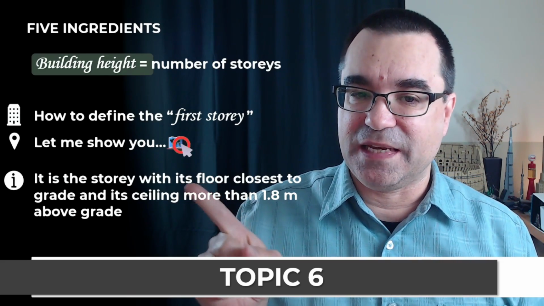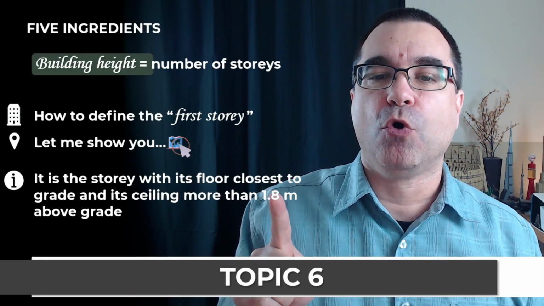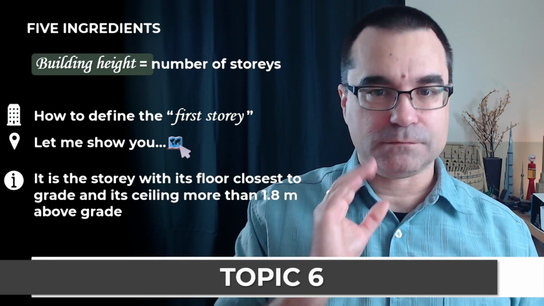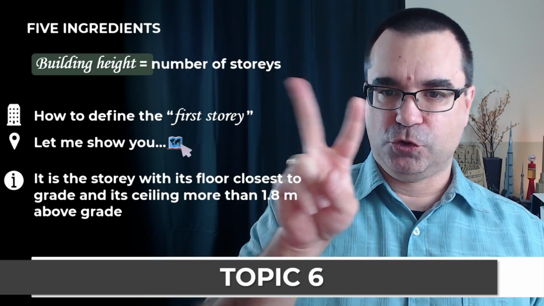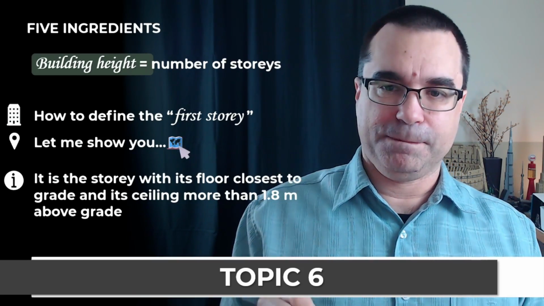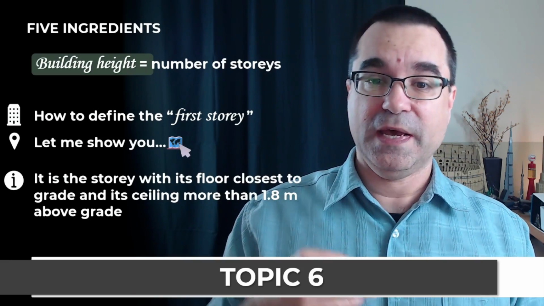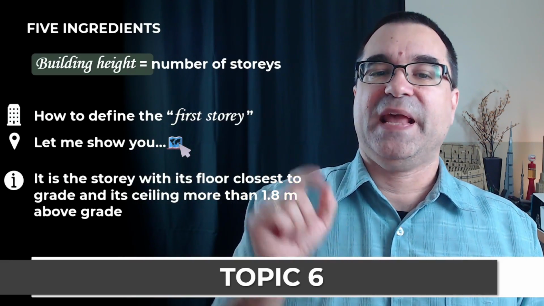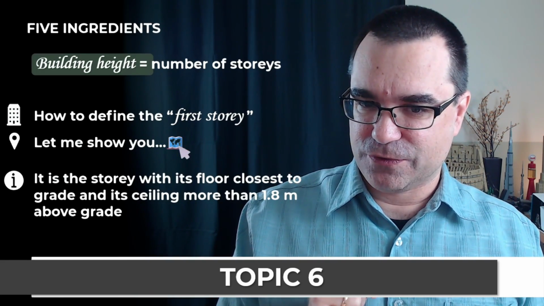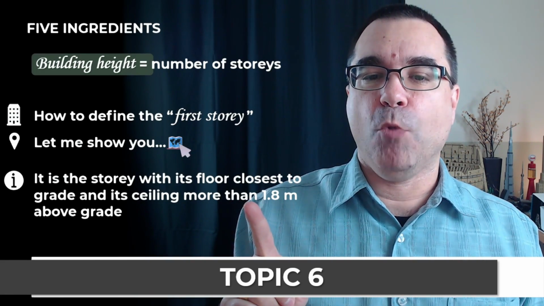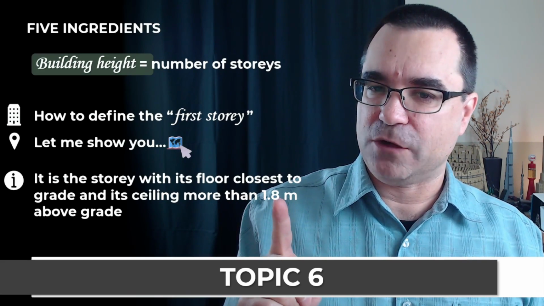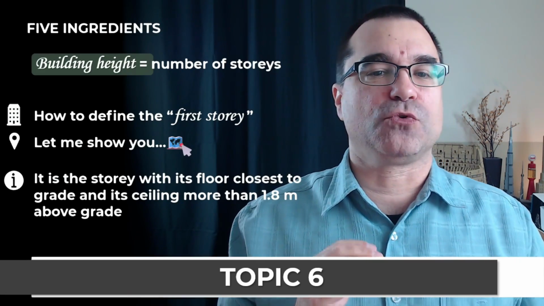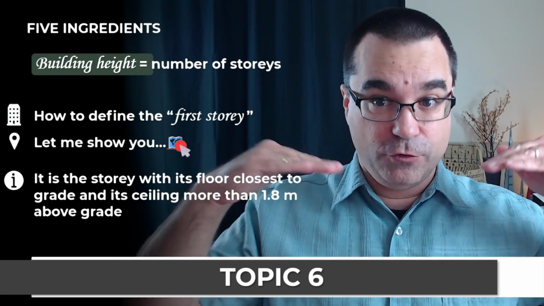And the ceiling of that story must be more than 1.8 meters above grade, okay? So again, the two ingredients for a first story are: the floor of that story must be the closest one to grade, whether above or below it, and the ceiling of that potential first story must be more than 1.8 meters or 1,800 millimeters above grade, where grade is the ground level outside.